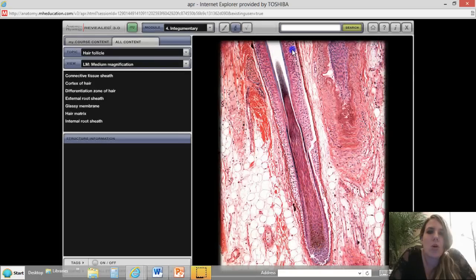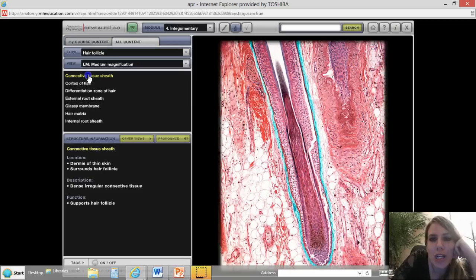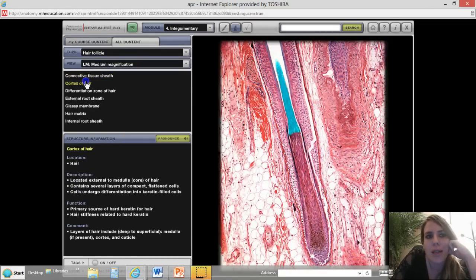Hair follicle, let's look at low mag. Okay, so there's a whole hair follicle right there, and we can look at the different parts of it. So your connective tissue sheath, the whole thing surrounding the follicle, is connective tissue. The cortex of the hair, that's where the hair is starting to grow up here, the end of it basically. No split ends right there.